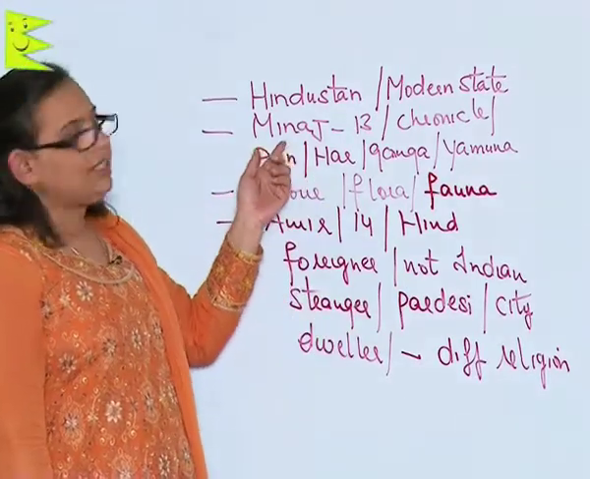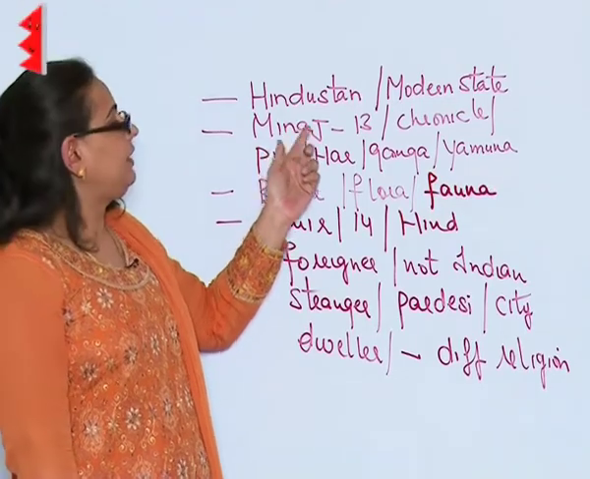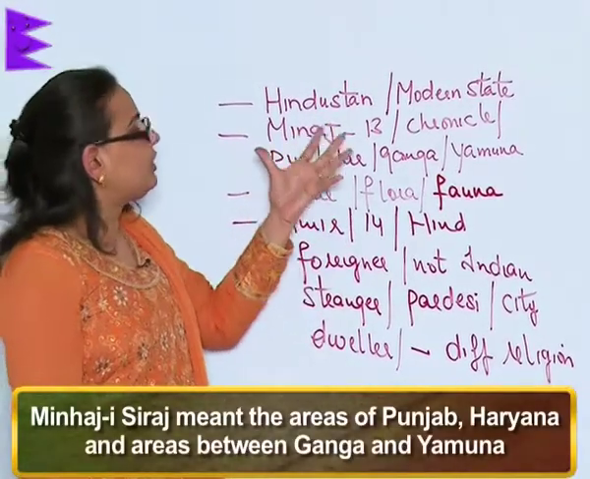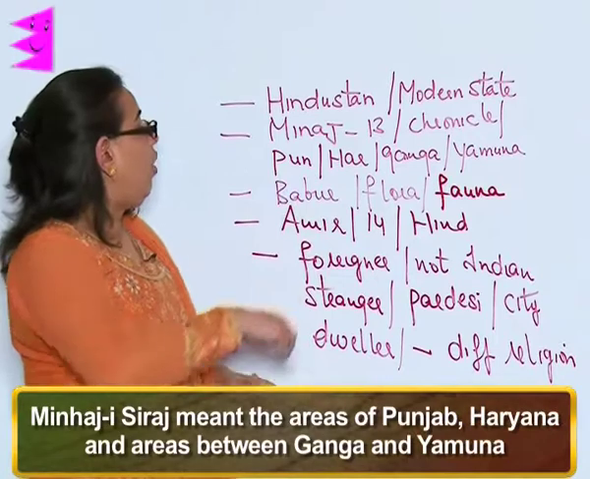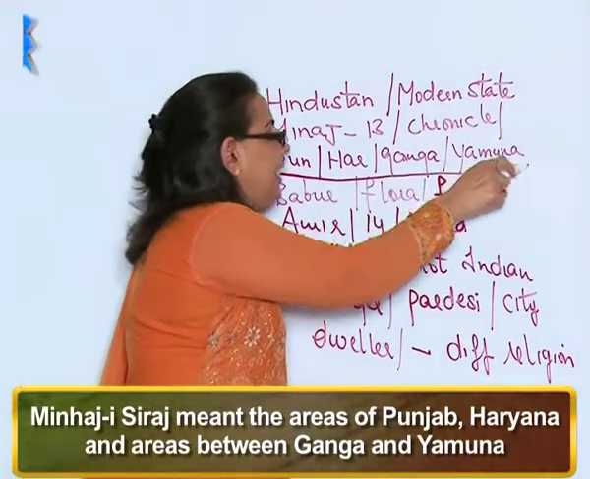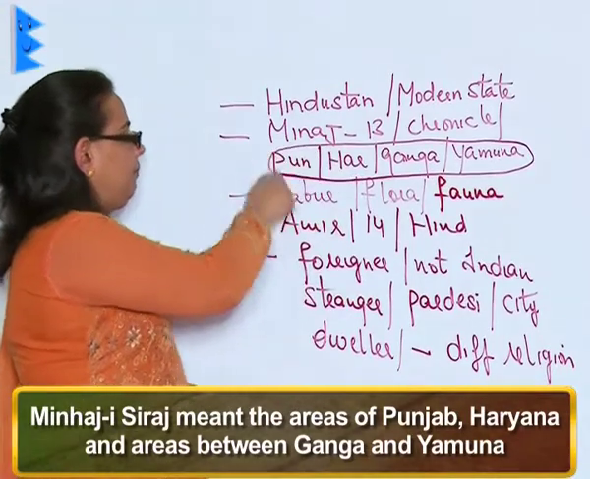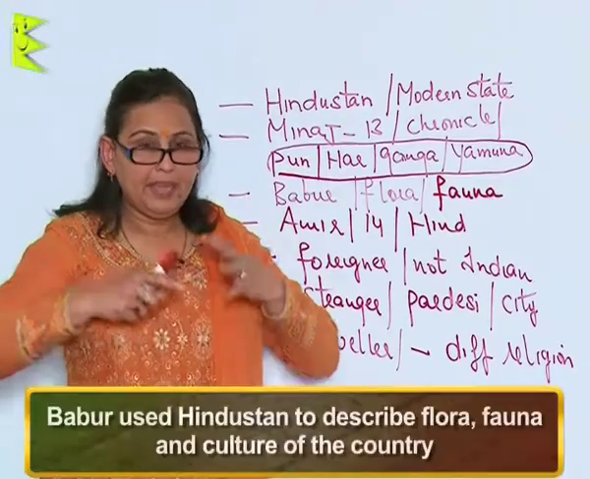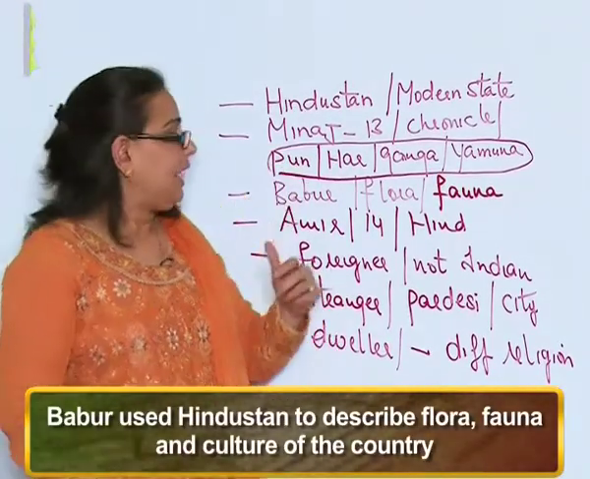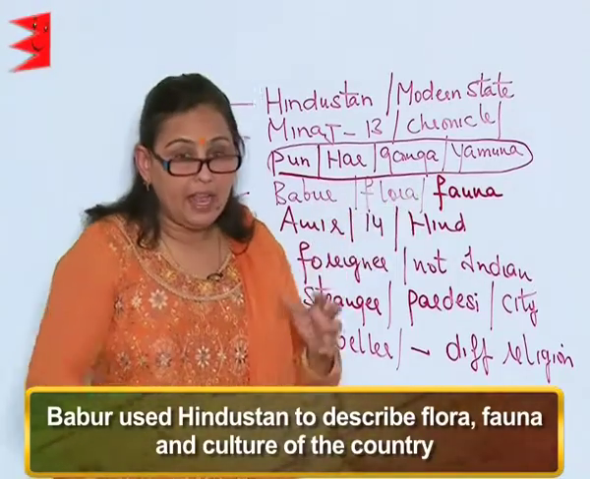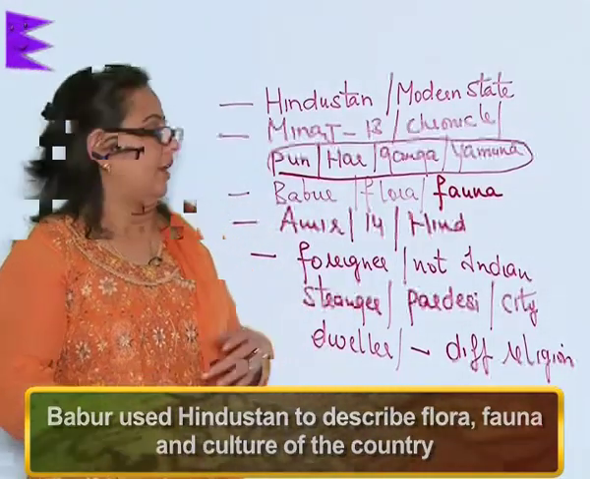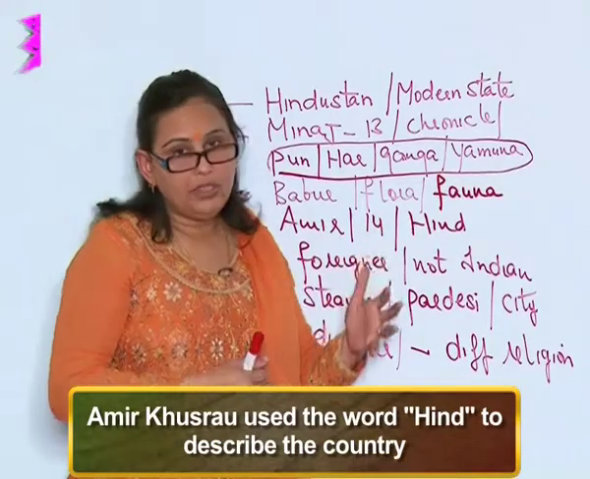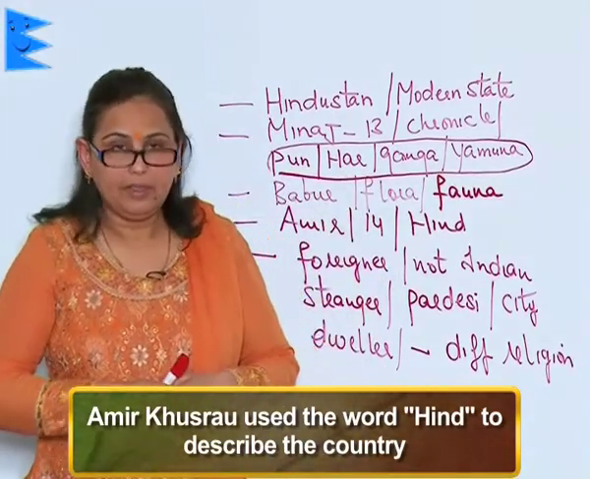But when Minhaj Siraj wrote in the 13th century in his chronicle, he meant Hindustan was the area of Punjab, Haryana and the area between Ganga and Yamuna. When Babur termed Hindustan, he meant the entire entity, that is the flora, fauna and the culture of the country. Well, Amir Khusro in the 14th century used the word Hind to describe the country.